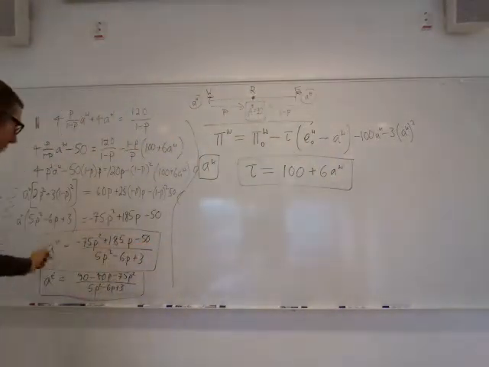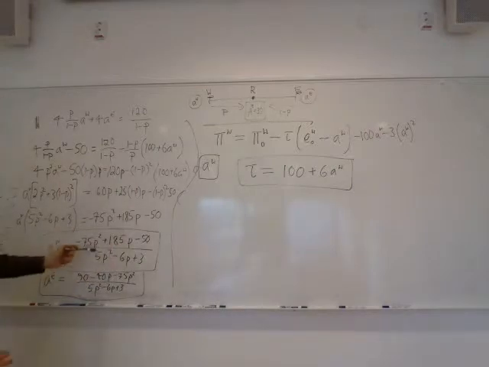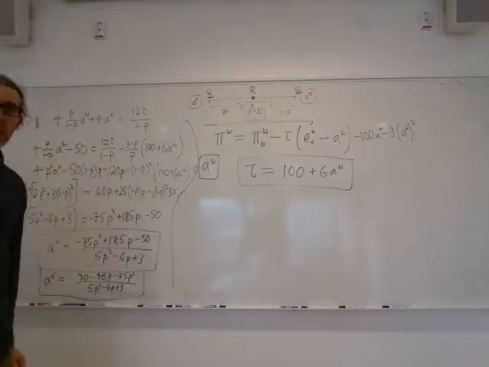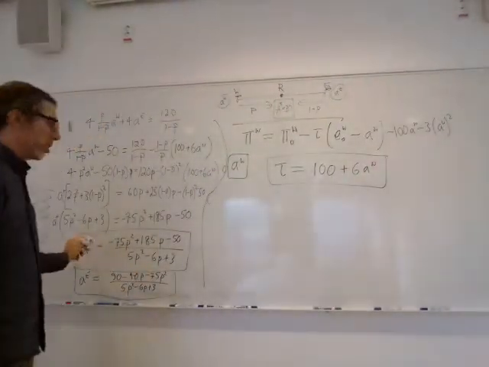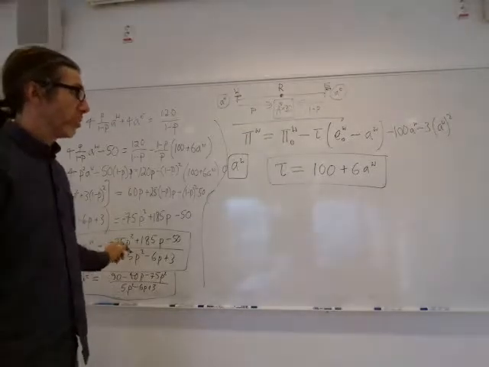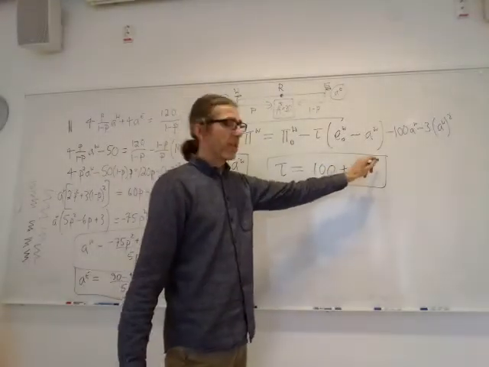And of course, we've got AW here. If you want to be really careful with your notation, you could call this AW star or something to make it super clear, and then this will be 100 plus 6 AW star.